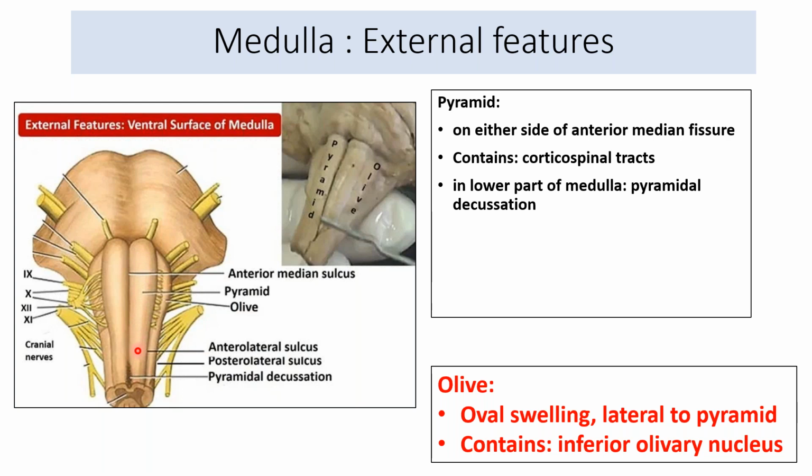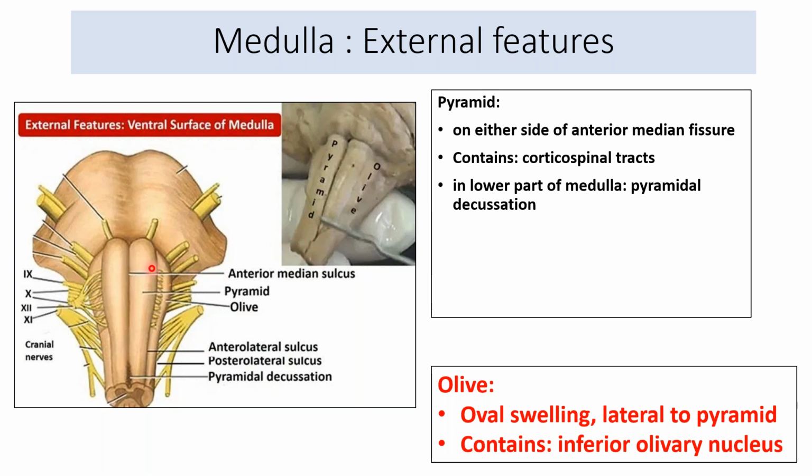That means at the level of the pyramidal decussation, you can see over here that 75 to 90% of the tract will cross to the opposite side to form the lateral corticospinal tract, and only the remaining 10 to 25% of fibers will constitute the anterior corticospinal tract. So this is the level of the pyramidal decussation, which can be visualized grossly also onto the ventral aspect of the medulla.